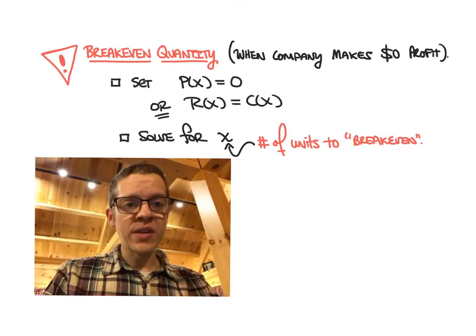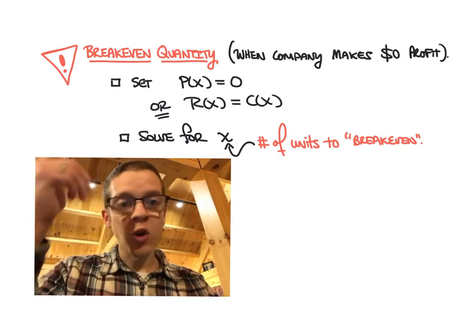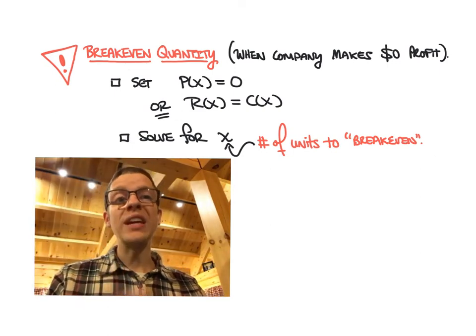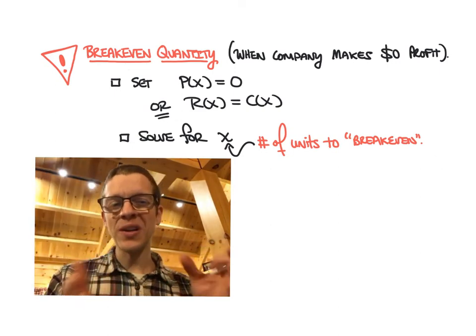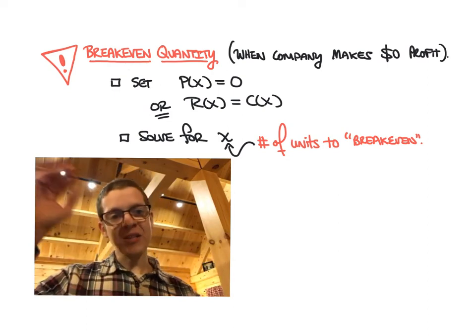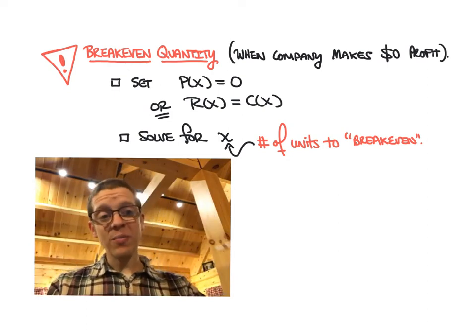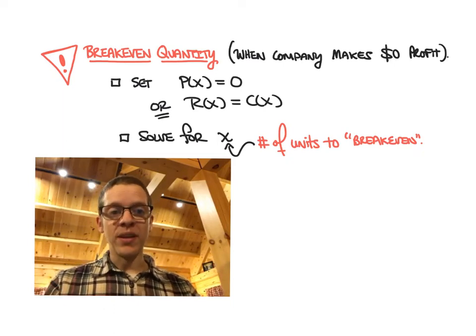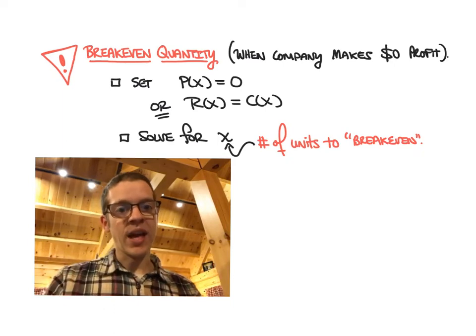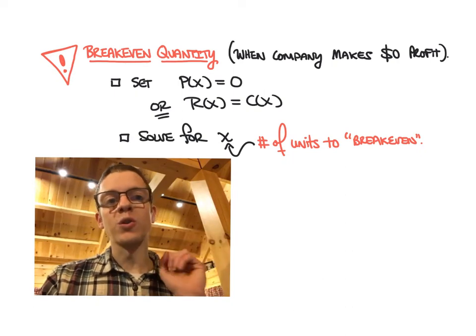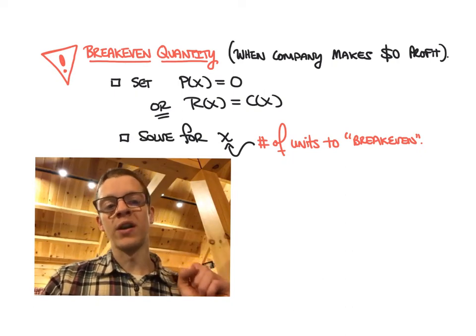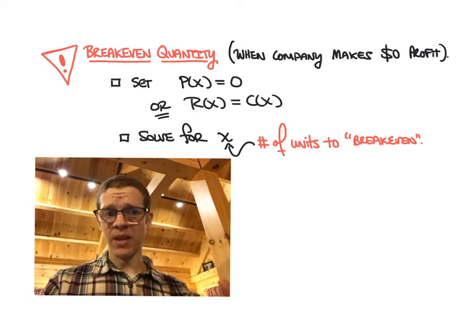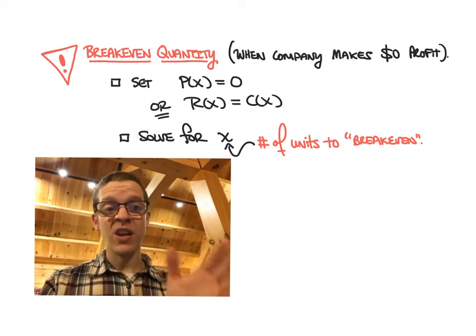Before we get into a few examples, there is another term that I want you to be familiar with. It's called the break-even quantity, and it's pretty much what it sounds like. So a company, they're going to spend a certain amount of money, then they're going to sell their product, and they're going to make a certain amount of money. And the profit will be money in minus money out. When the company makes $0 profit, that's what we call the break-even quantity. That's a bare minimum. If you have a negative profit, that's not good.